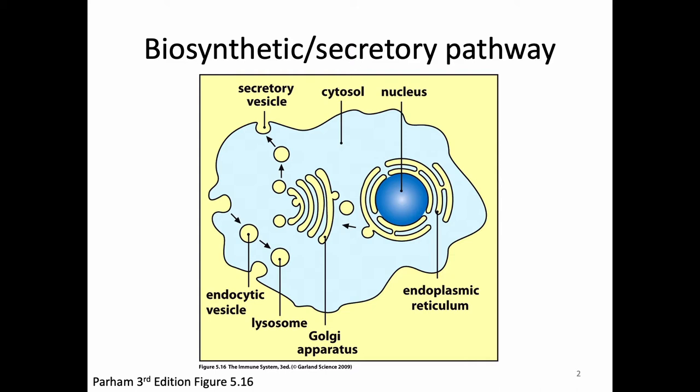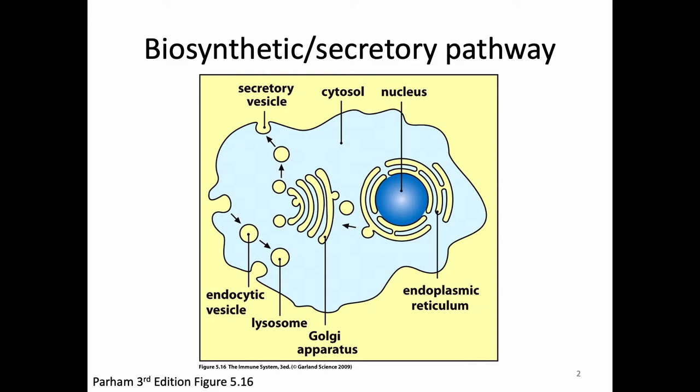The basic idea of this pathway is that it is sort of an interconnectedness between different parts of the cell. It is a way that certain molecules, especially proteins, are transported among different parts of the cell. This figure shows you a basic animal cell. You can see that the cytoplasm is shown here, as well as the Golgi, the lysosome, endocytic vesicles, secretory vesicles, the nucleus, and the ER.